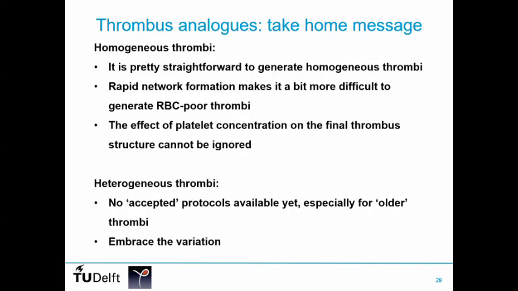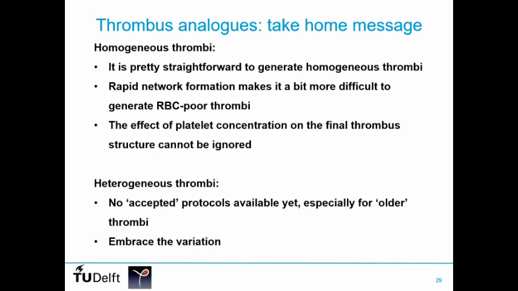Take-home message from this part. Like I said, it's pretty straightforward to generate these homogeneous thrombi. It's the rapid network formation that makes it a bit more difficult to generate these red blood cell poor thrombi, but practice is a good thing. And of course, like I showed, the effect of platelets on the structure is really important.